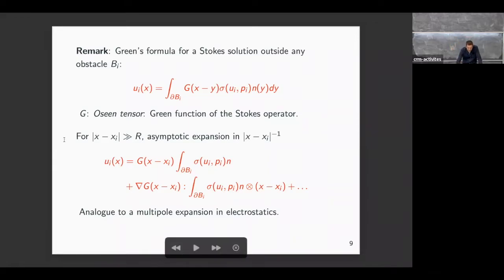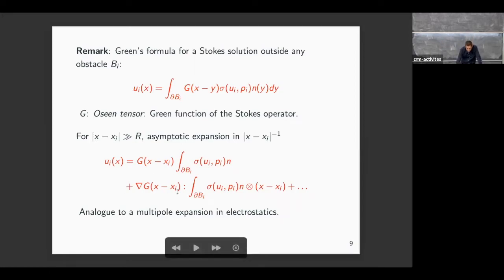Okay, and of course, if x is far away from the ball, you can do some kind of asymptotic expansion in negative powers of x minus xi, and so you have something which is very analogous to what is called multipole expansion in electrostatics. So you see, you have the first term which is homogeneous of order -1. And if you see it as a function in R3, it satisfies the Stokes equation, and with the source term, you will have a Dirac mass.